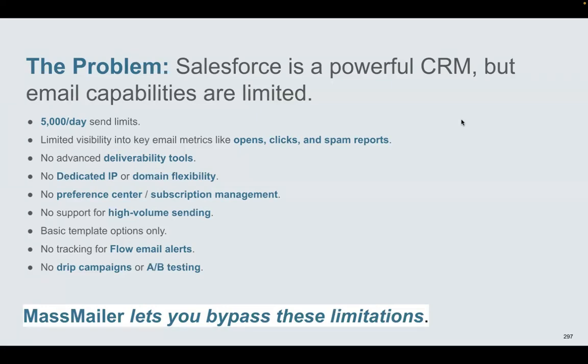You cannot send high volume emails. Template building capabilities are quite limited. You cannot track any automated emails that you're sending via the flow builder. Also, there's no drip campaign feature and no A/B testing feature. MassMailer would bypass all these limits for you.